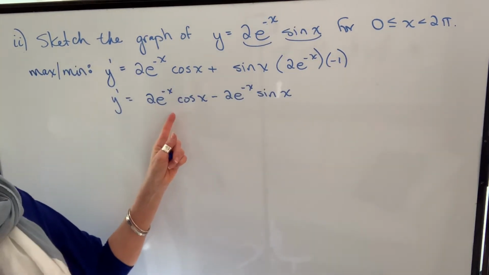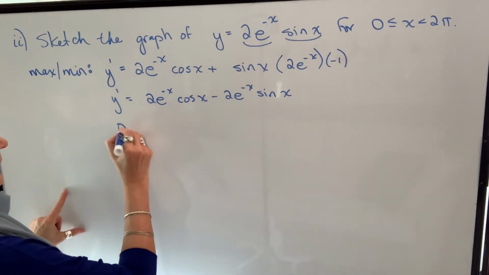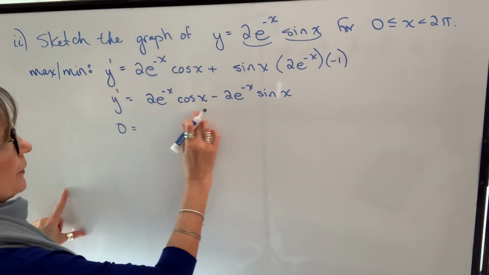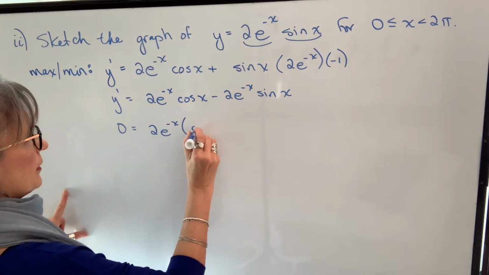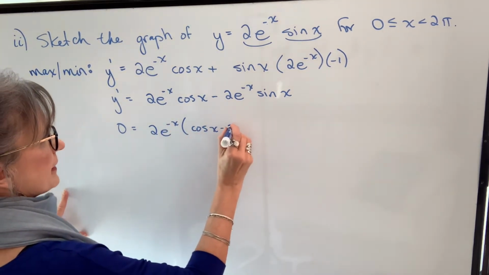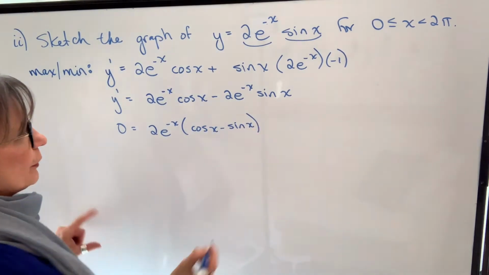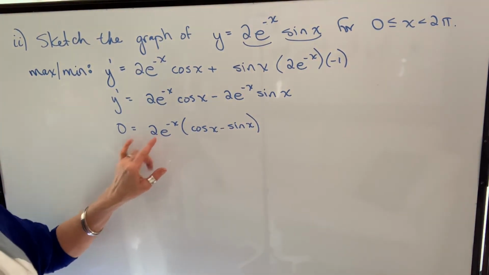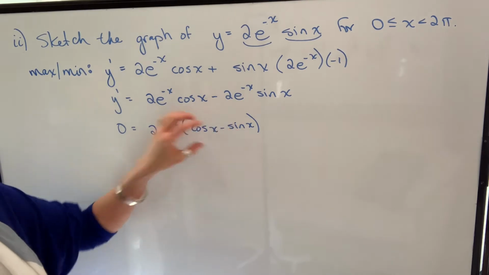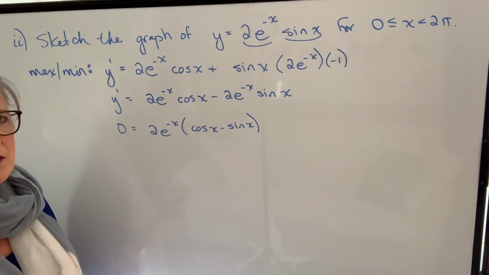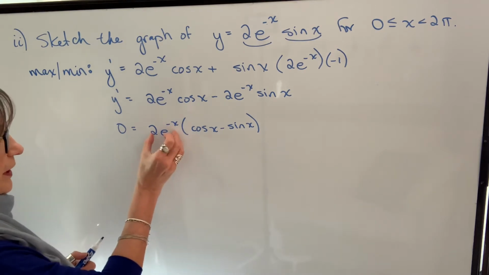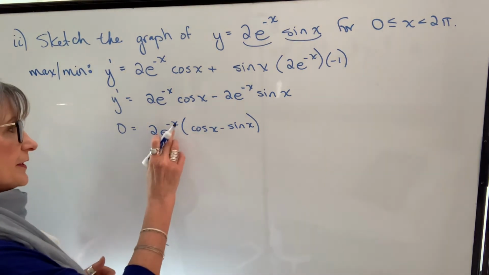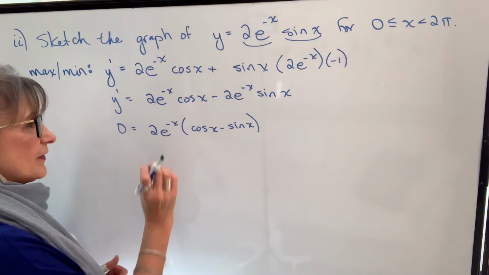We set this equal to 0 to find max-min points, and I'm also going to factor a 2e to the negative x out of both terms, and I'll be left with cos x minus sine x. We're going to use the factor theorem, that says when you have a product equal to 0, the only way that's possible is if at least one of the factors is equal to 0. There's no way for this to be equal to 0. There's nothing that x can be that will make e to the negative x equal to 0.